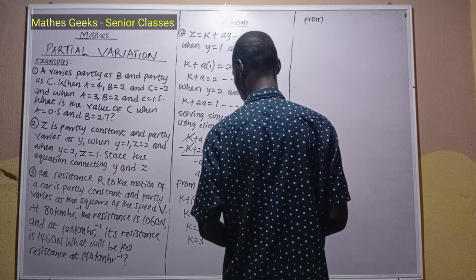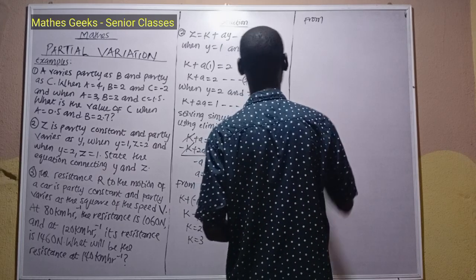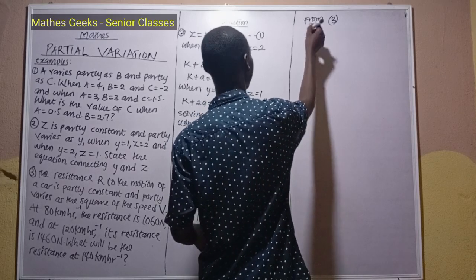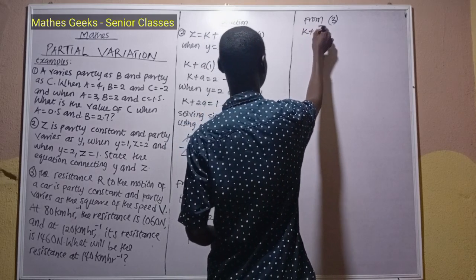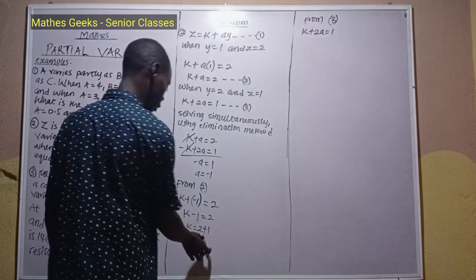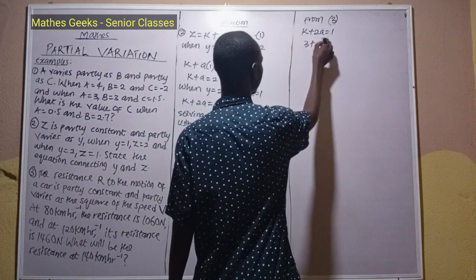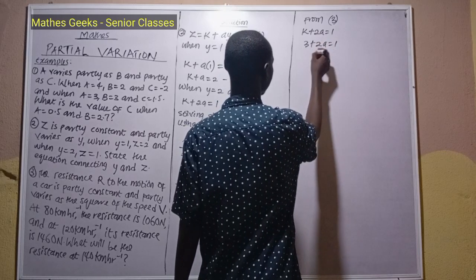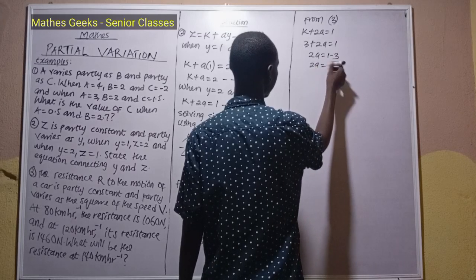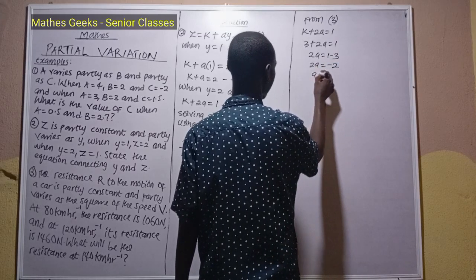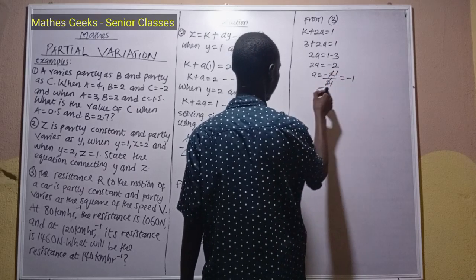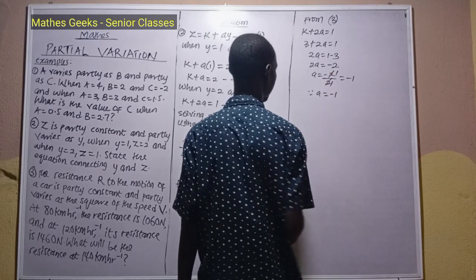From equation 3, k plus 2e equals 1, where k is equal to 3, so 3 plus 2e is equal to 1. So 2e is equal to 1 minus 3, 2e is equal to minus 2, and e is equal to minus 2 over 2, which is minus 1. So therefore e is equal to minus 1.